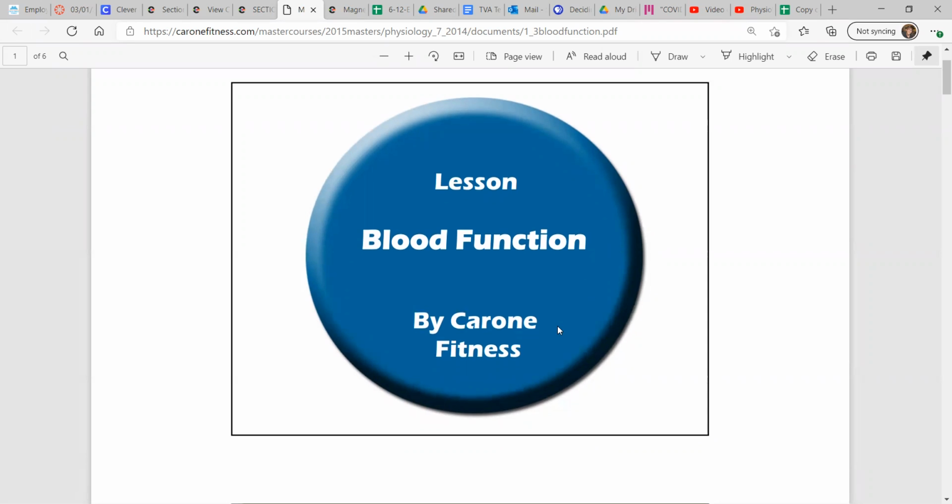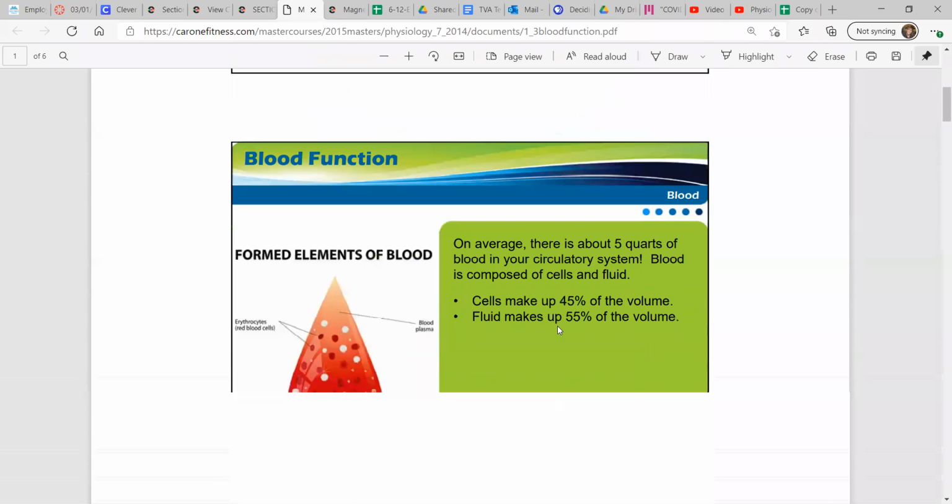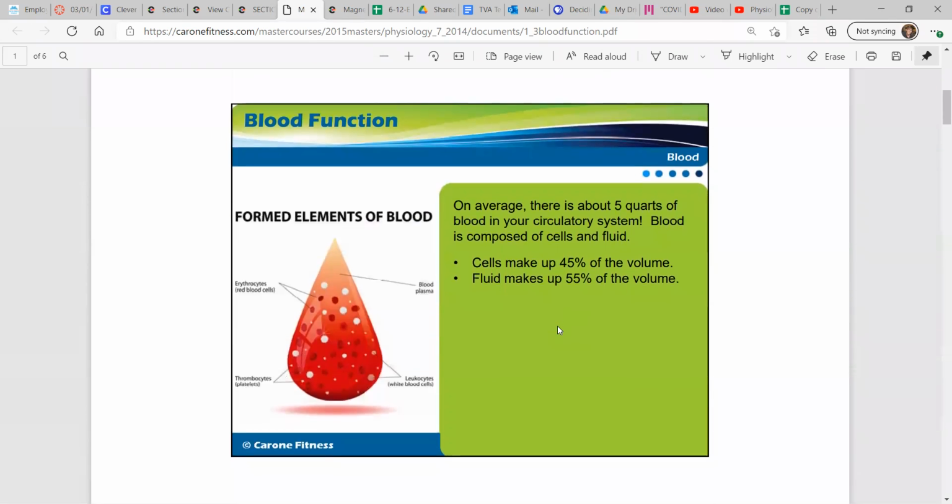So this is the first part of that. What is the function of blood? On average, there is about 5 quarts of blood in your circulatory system. Blood is composed of cells and fluid. Cells make up 45% of the volume, while fluid makes up the other 55% of the volume.